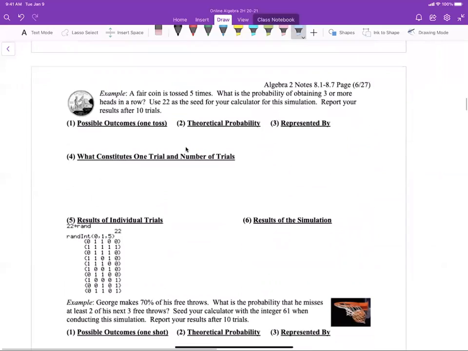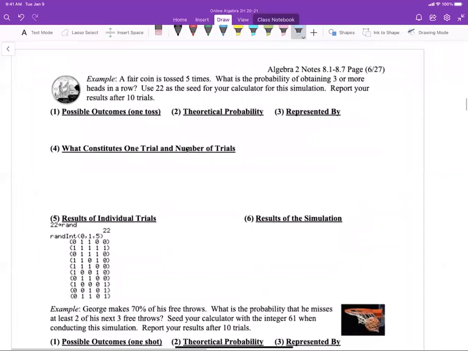All right, so let's go ahead and do one of these. We have a fair coin. It's tossed 5 times. What is the probability of obtaining 3 or more heads in a row, okay? Use 22 as the seed for your calculator for this simulation and report your results after trials.